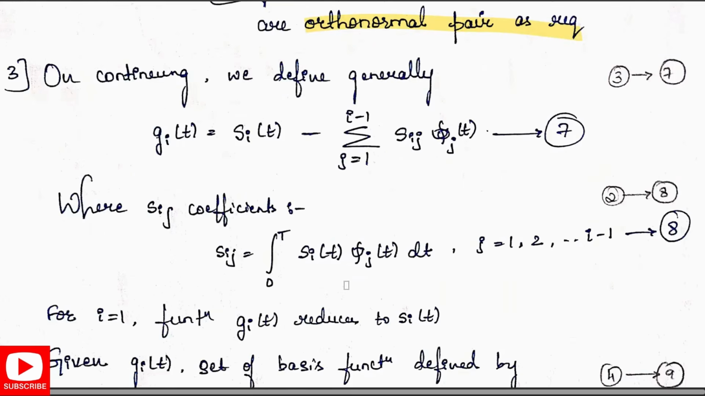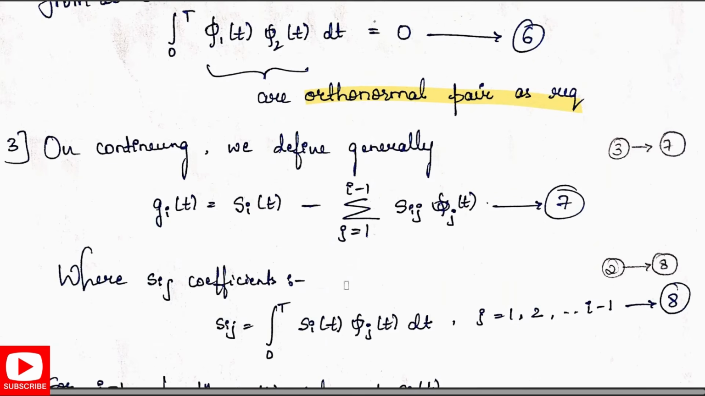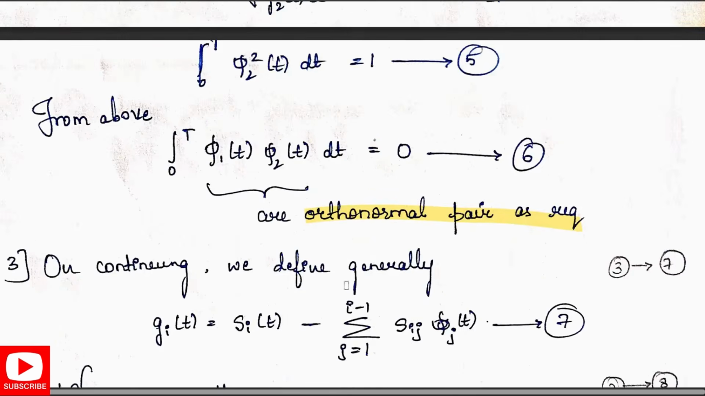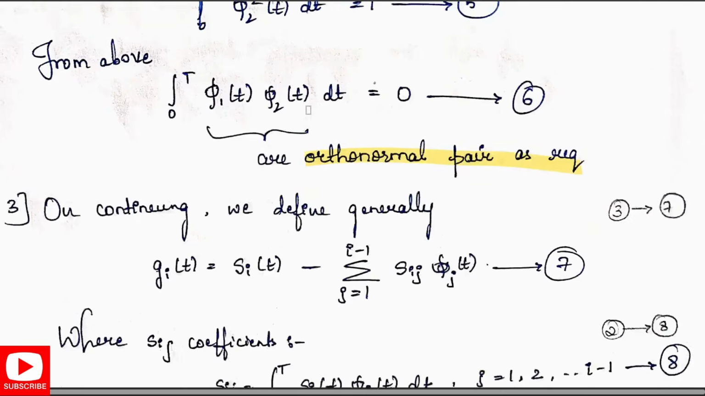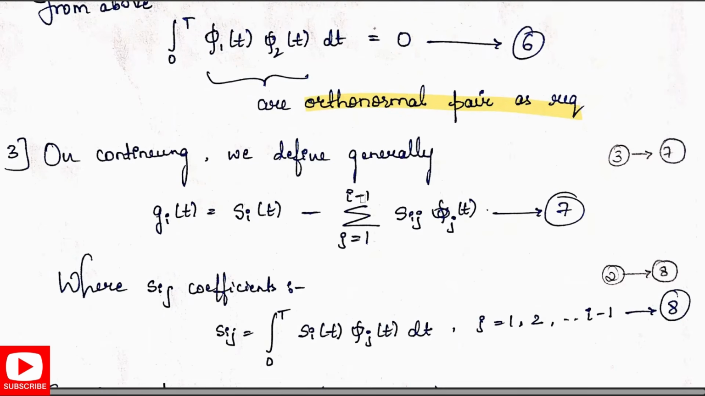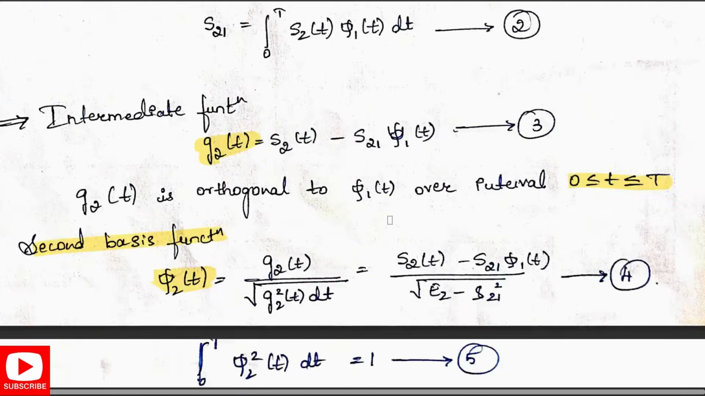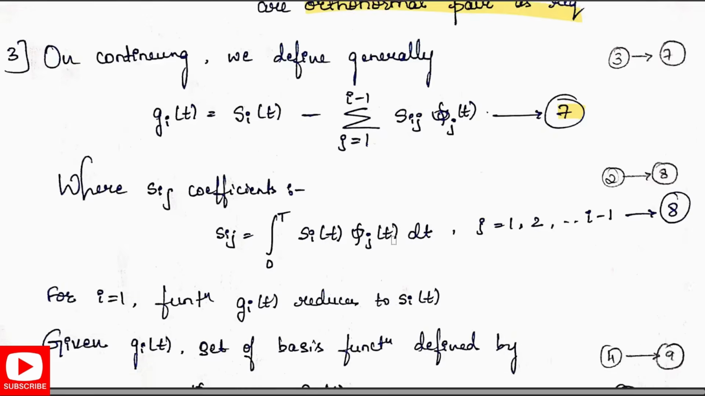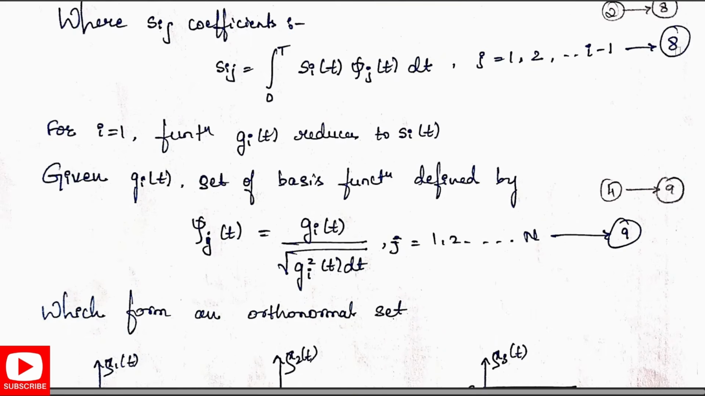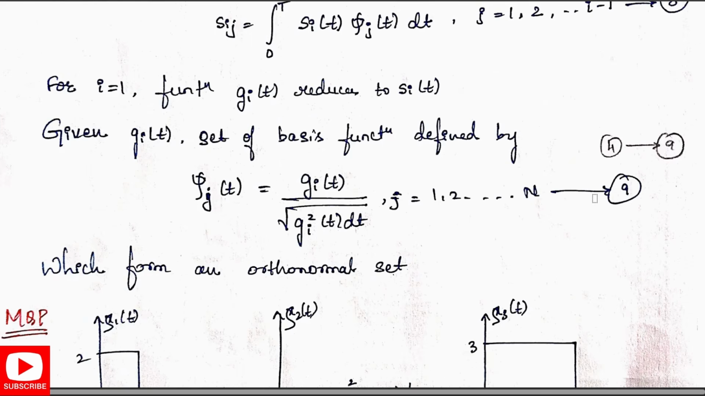On continuing that, we need to define them generally. To define them generally, we have the third equation. Write it in the form of ij format, and you get the general equation as equation 7. Similarly, the second equation, write it in the form of ij, and you will get the 8th equation. And similarly, write the 4th equation in terms of ij, and you will get the 9th equation, which forms the orthogonal set.